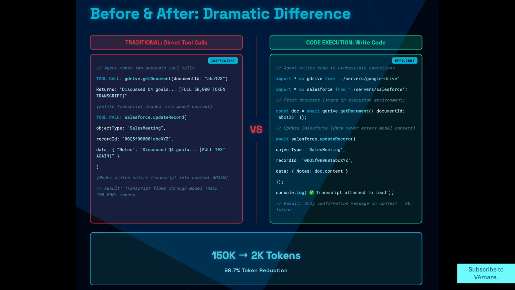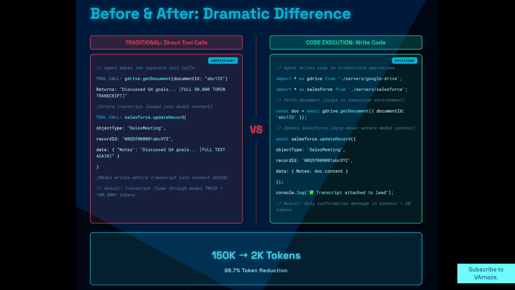Code execution in action. Now let me show you the dramatic difference this makes for actual agent operations. Remember our example from earlier. The user wants to download a meeting transcript from Google Drive and attach it to a Salesforce lead. Simple request. But look at what happens under the hood. First, the agent calls Google Drive to get the document. The full transcript, which could be tens of thousands of words, gets loaded into the model's context window.